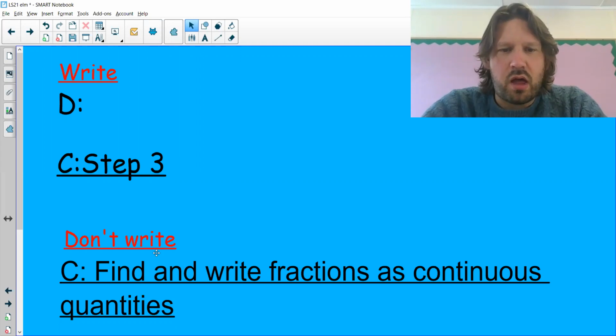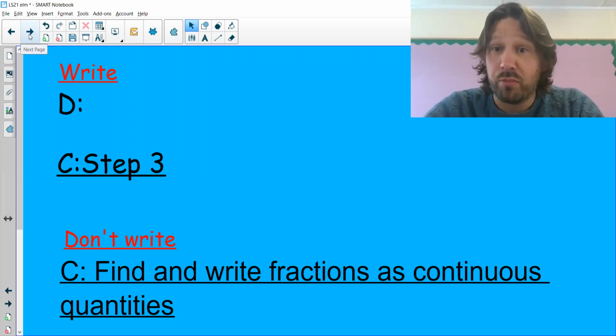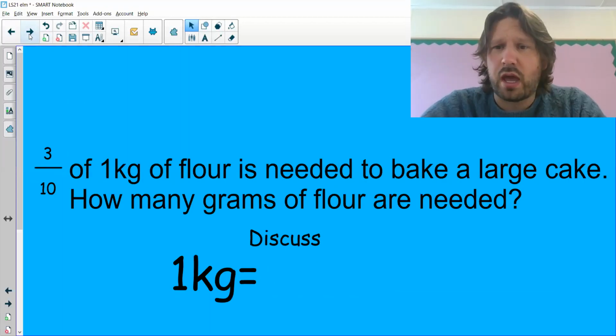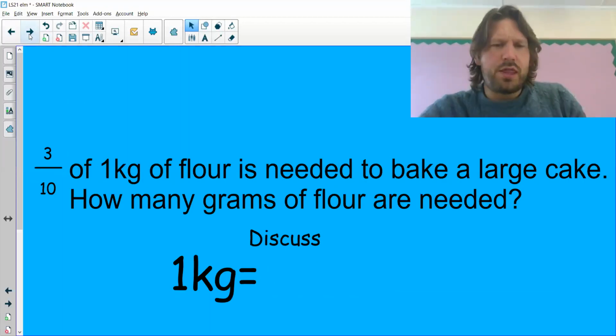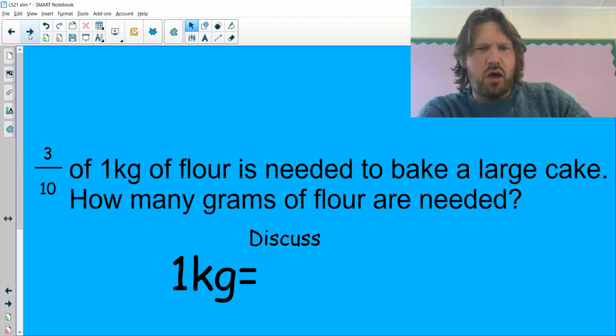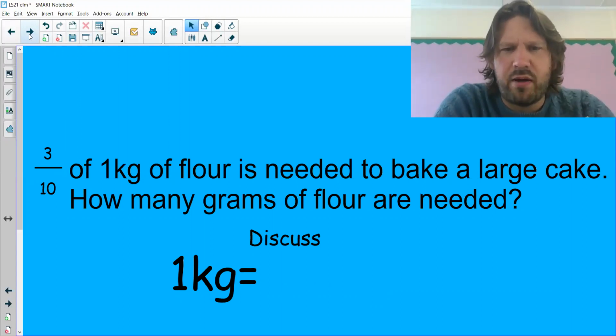So today we are finding and writing fractions as continuous quantities, which will all make sense. Okay, so the first question. 3/10 of a kilogram of flour is needed to bake a large cake. How many grams of flour are needed?